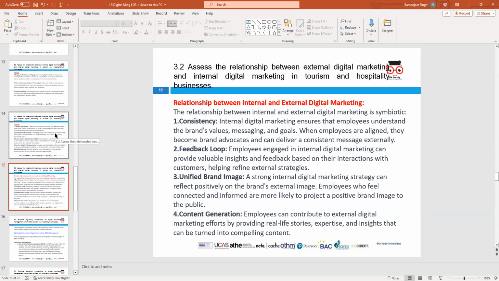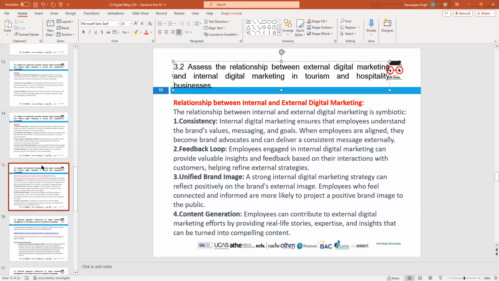Okay, so when we are assessing the relationship between the internal and external digital marketing, we want to make sure that the people working, the employees, are fully informed so that they can portray their experiences, or give information to the outside world to enhance the reputation of the organization. So this is assessing the relationship. So there is very much correct information. Internally and externally, there's a good relationship between them. So 3.2 looks at this.